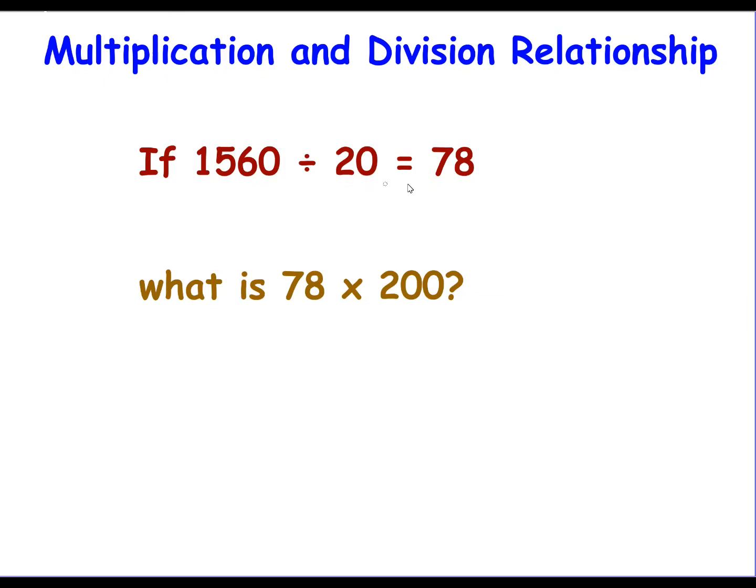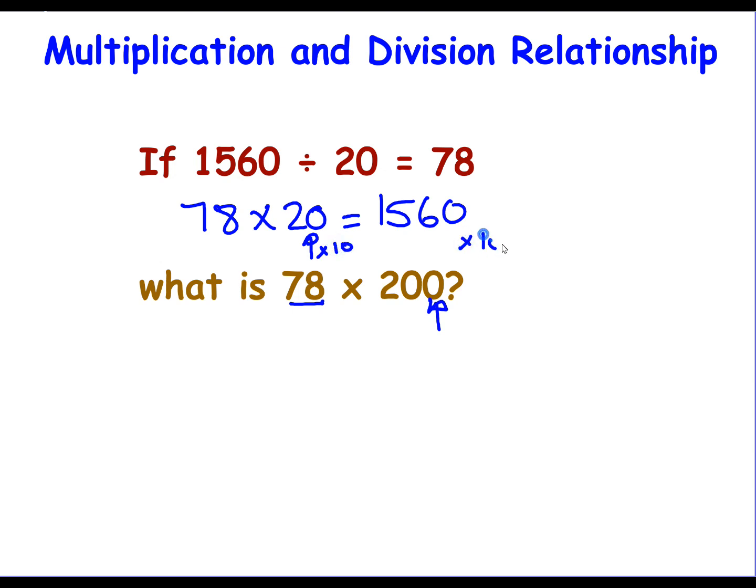Okay, so let's start with what we know. If we reverse this calculation and we say I've got 78 and I multiply it by 20, it gives me 1,560. So I know that I've got the 78 still, but my 20 has become 200. We've actually increased the size. So if the size of this number increases by another 10, then our answer needs to increase by another 10. So it becomes 15,600.